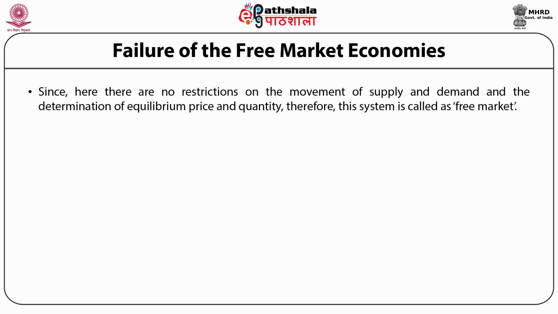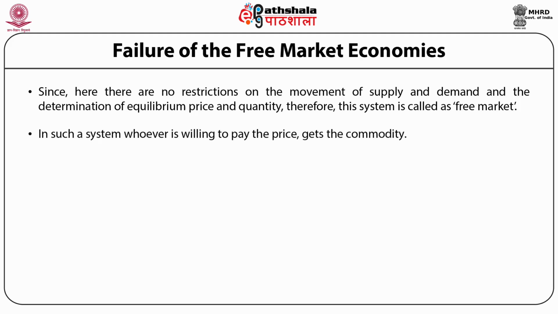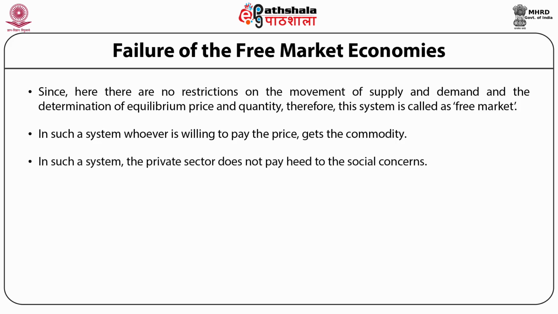Since here there are no restrictions on the movement of supply and demand and the determination of equilibrium price and quantity, therefore this system is called as free market. In such a system, whoever is willing to pay the price gets the commodity. In such a system, the private sector does not pay any heed to the social concerns. People who cannot afford this price will be left from the market.